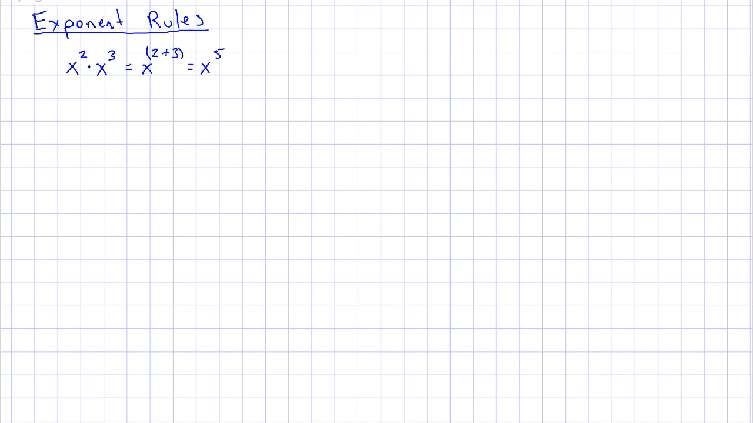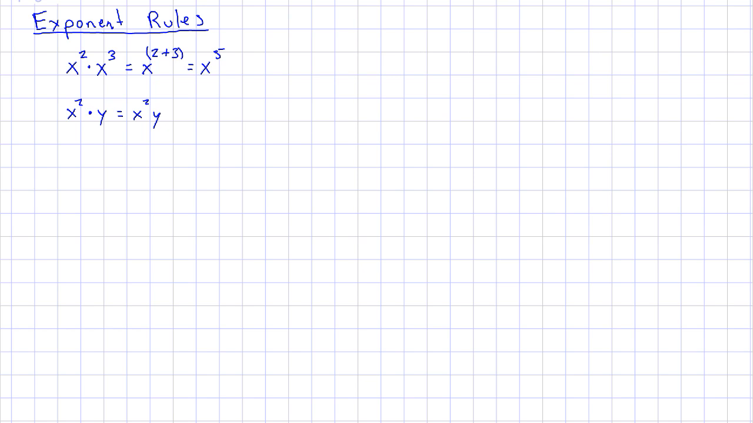Now, the base has to be exactly the same. So if I have x squared times y, well, I'm stuck. I can't add the exponents there because they do not have the same base. There's an x as the first component and the y is the second component. So there's nothing I can do there. This is also true of numbers.